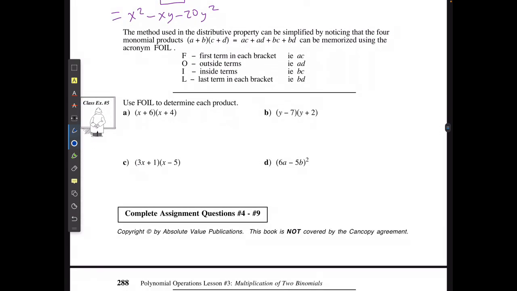Similar to the distributive property, we can also use what's called the FOIL method. The FOIL method means that I multiply together the first two terms in each set, or A times C, as we can see here. I multiply the outside terms, A times D. I multiply the inside terms, B times C, and I multiply the last term in each set, B times D.